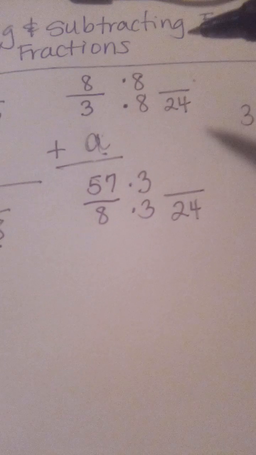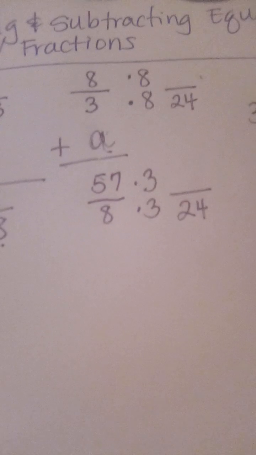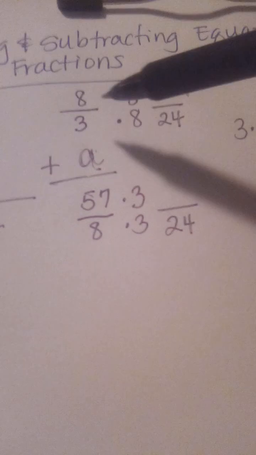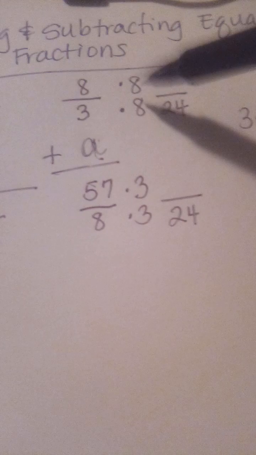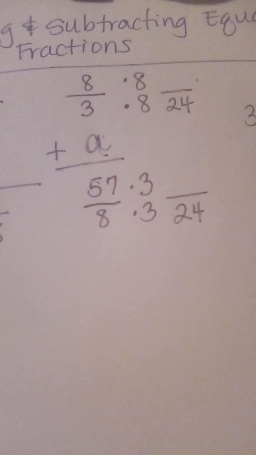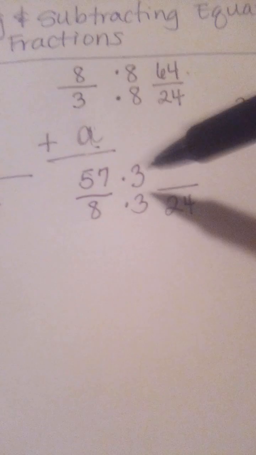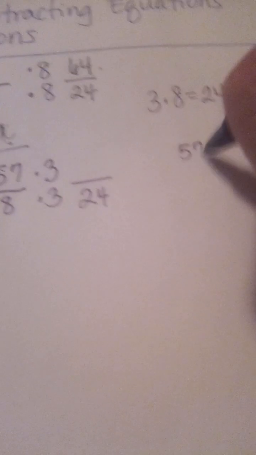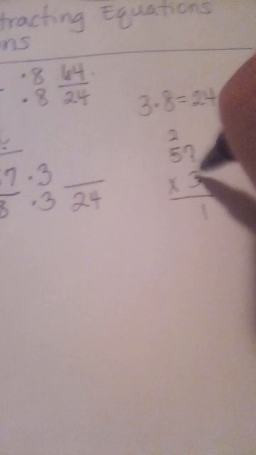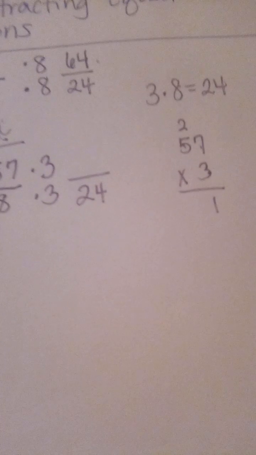This is going to be a little bit higher, but I'm going to do this, okay? All right, let's do the numerators. What's 8 times 8? 64. 57 times 3, let's do this on the side. 7 times 3 is 21. 5 times 3, well, I'll give you the number. The answer is 15. Add 2 more, 171. That goes right here.